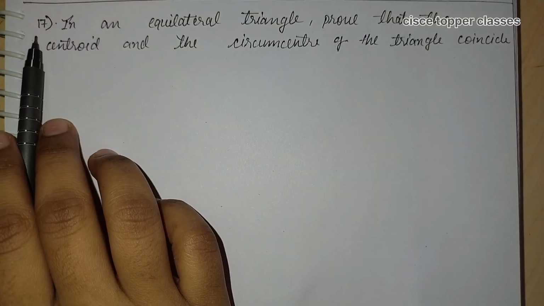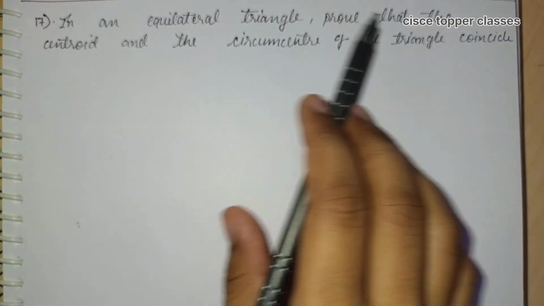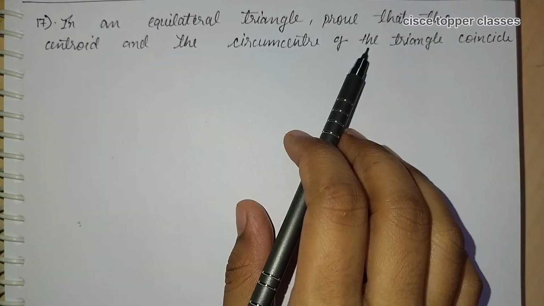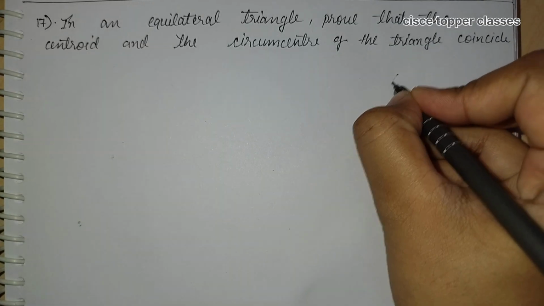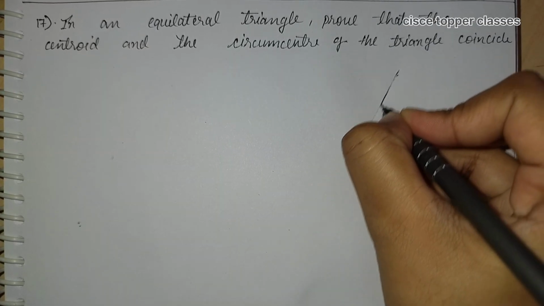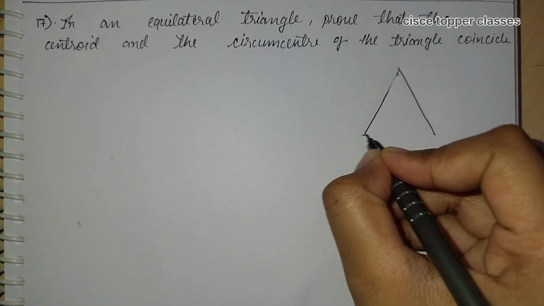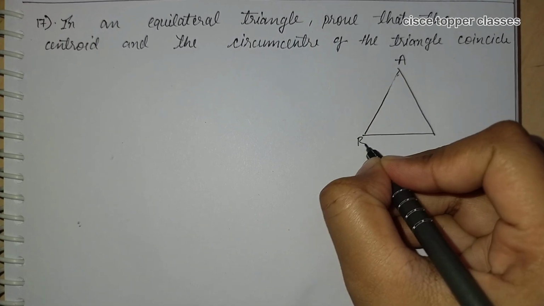Now let us solve question 17. In an equilateral triangle, prove that the centroid and the circumcenter of the triangle coincide. So firstly we will draw an equilateral triangle. This will be ABC.